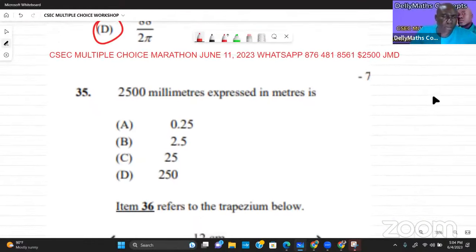All right, 2,500 millimeters expressed in meters. Remember that it's 1,000 milliliters that gives 1 liter.